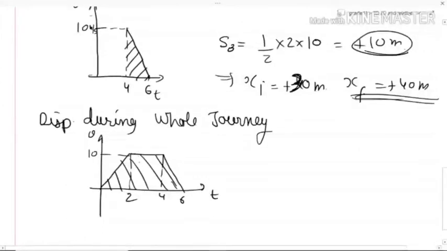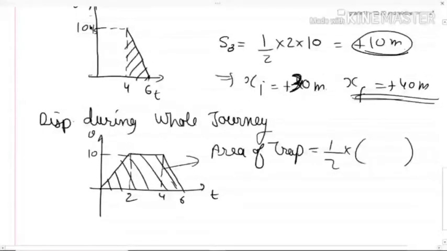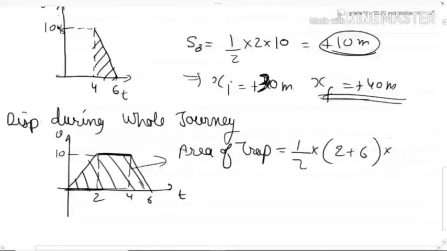Anyways, can you see, guys, the total displacement? Can you see a trapezium over here? Anyone knows the area of a trapezium? Half into sum of parallel sides. Here in this case, the top and bottom are parallel to each other. So 2 plus 4, 2 plus 6, into height. What is the height? 10. So what will this be? Can you see directly?